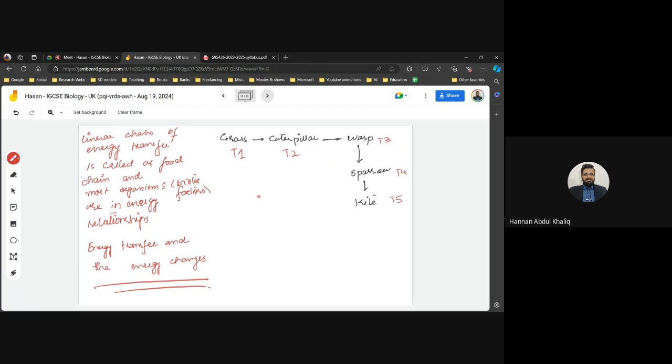This is to be noted that whenever the energy is transferred from one trophic level to the next, the energy would be lost. So this is the overall situation, or the overall concept of the energy transfer.